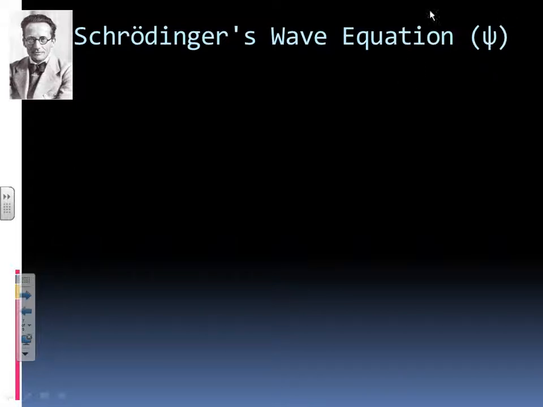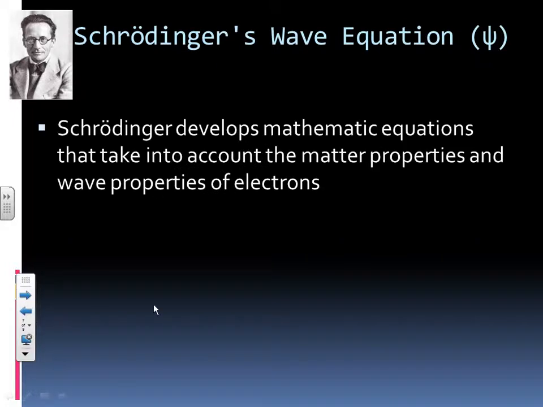This is the symbol that we use to represent Schrödinger's wave equation. So, what does Schrödinger's wave equation say? Schrödinger, instead of drawing a picture of the atom, his model is not based on a physical representation of the atom, it's based on a mathematical equation.